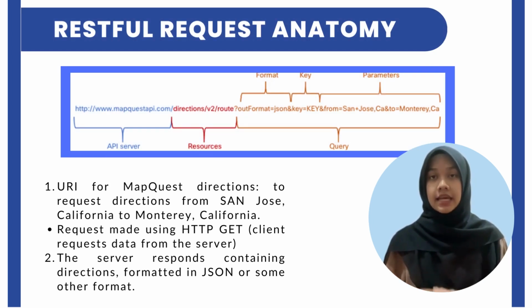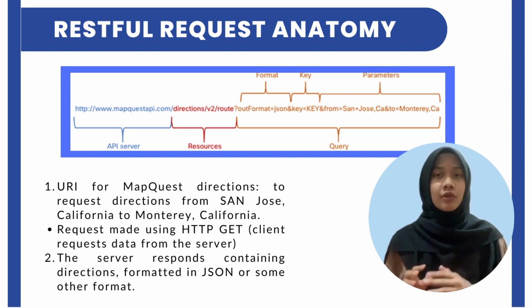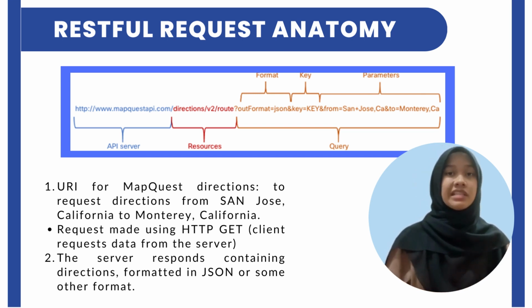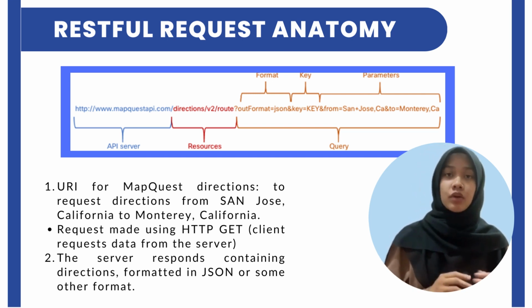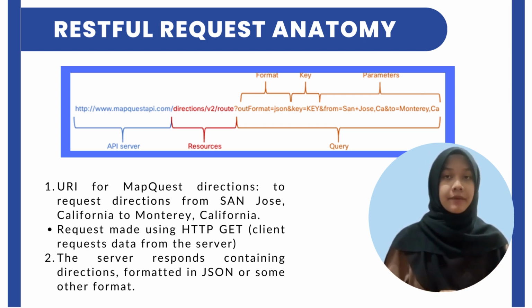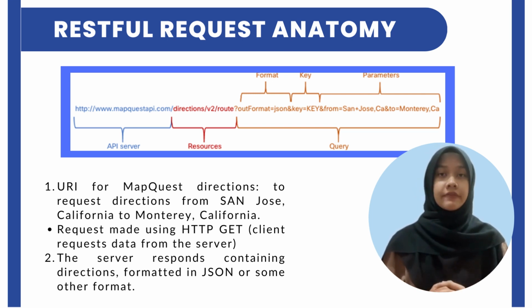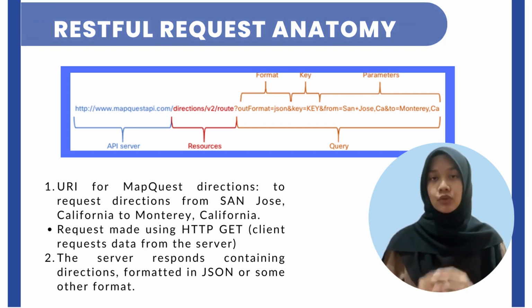In the example provided, the URI for the MapQuest Directions API is used to request directions from San Jose, California to Monterey, California. The request is made using the HTTP GET verb, which specifies that the client is requesting data from the server. The server then responds with a payload containing the requested directions, which could be formatted in JSON or some other format. It is worth noting that RESTful web services are designed to be stateless, meaning that each request is independent of any previous request. This allows the client and server to communicate without having to maintain a persistent connection, which makes the service more scalable and easier to implement.